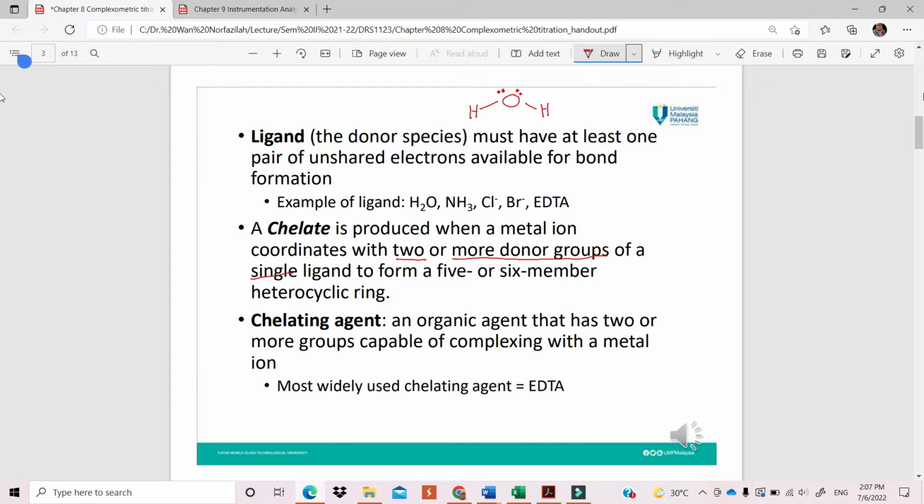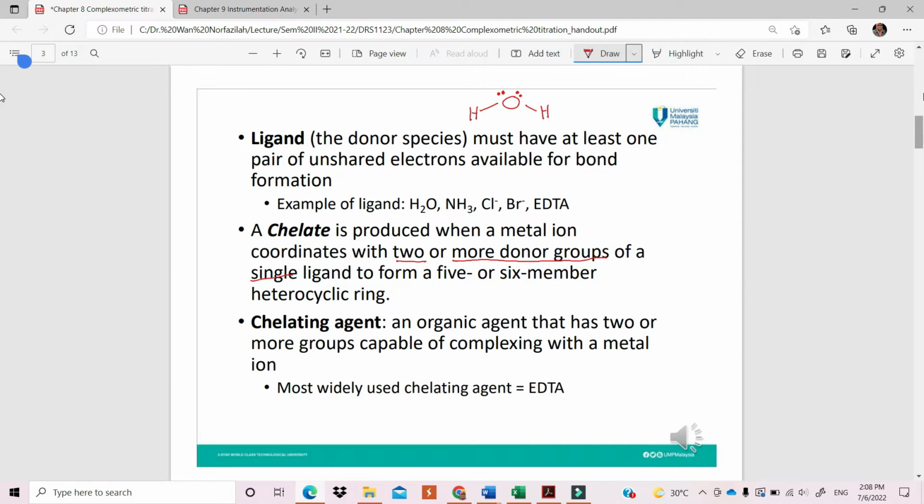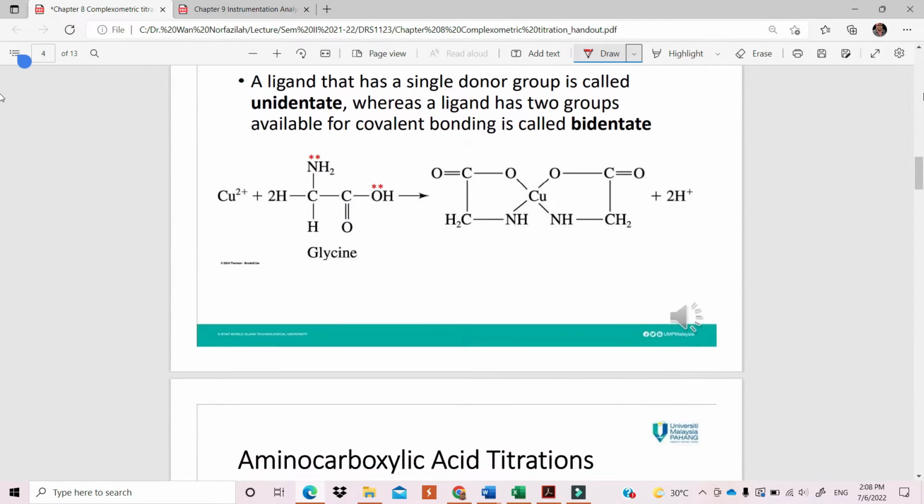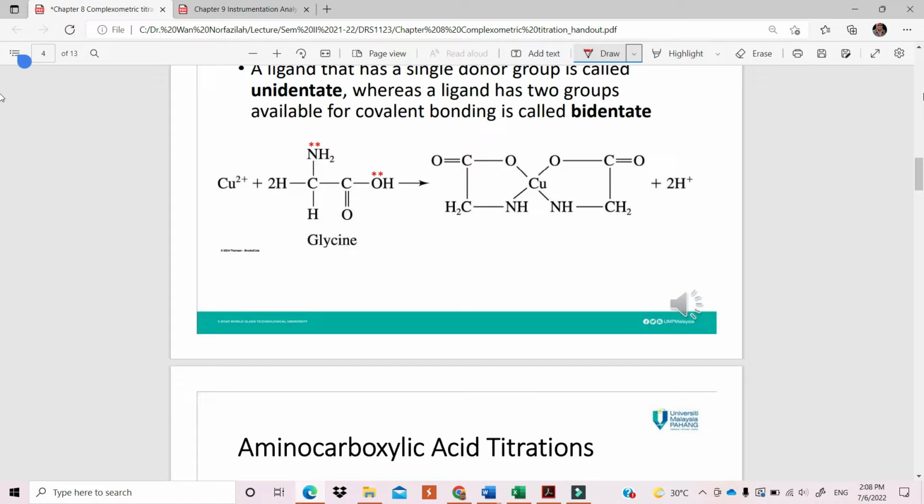The same ligand, one EDTA has 6 donor groups. And when they have 2 or more donor groups, they can form 4 or 5 or 6 member heterocyclic rings. Let's see one example here. Like this one, this ligand has 2 donor groups, 1 and 2, but they come from a single ligand. Dia satu compound tapi dia ada 2 group yang boleh form bonding with the metal ions.